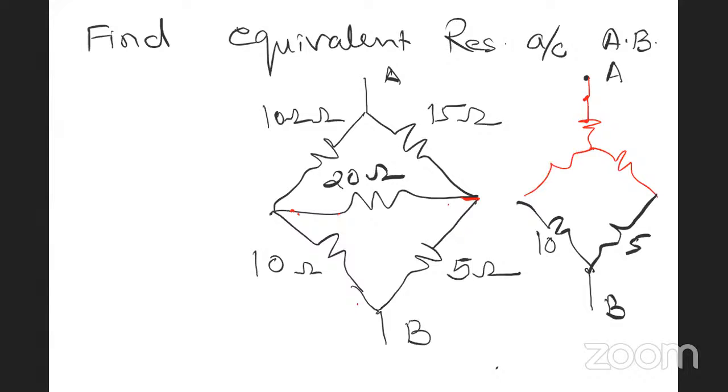So your new diagram will look like this. Can you tell me the value of this resistance? This one. It will be 10 into 15 divided by 20 plus 10 plus 15. That's 45.